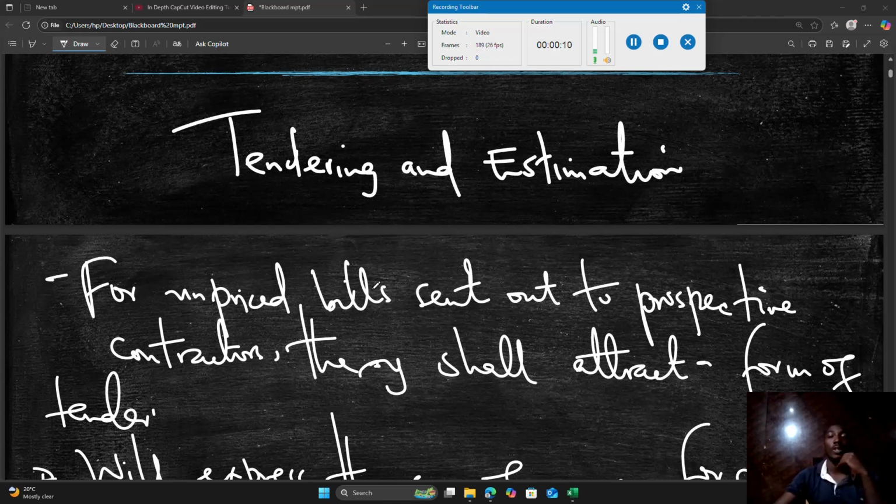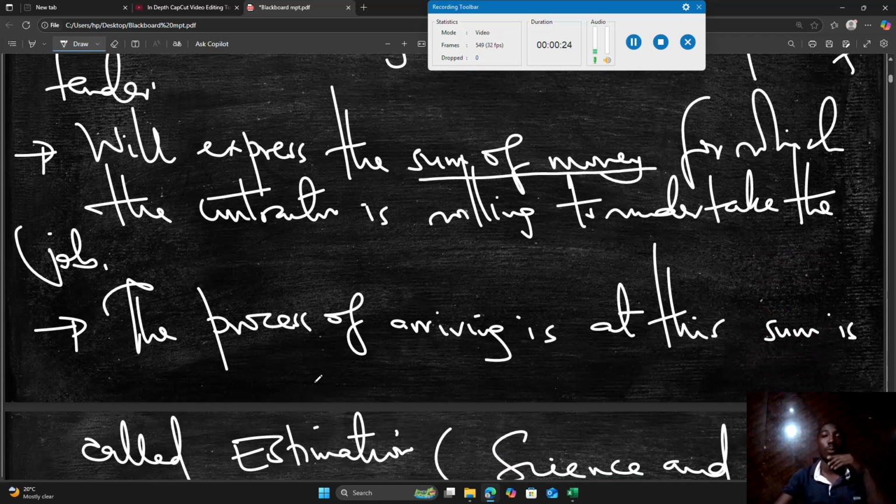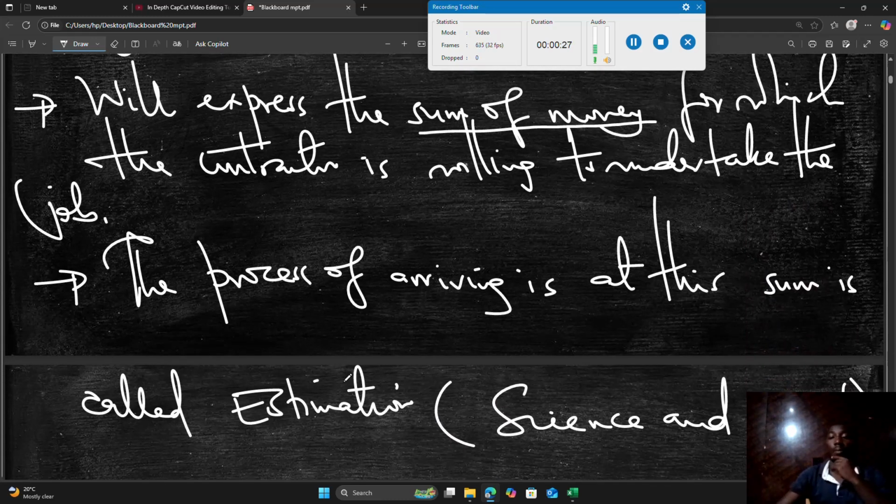For unpriced bills usually sent out to prospective contractors, they shall attract a form of tender. A form of tender will express the sum of money for which the contractor is willing to undertake the job. This sum will come at a particular range of values where the consultant, the quantity surveyor, will compare the values and look at the most economic sum which falls within the project plan of cost, and they will be awarded the contract.